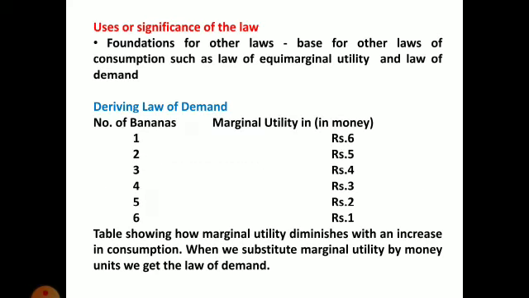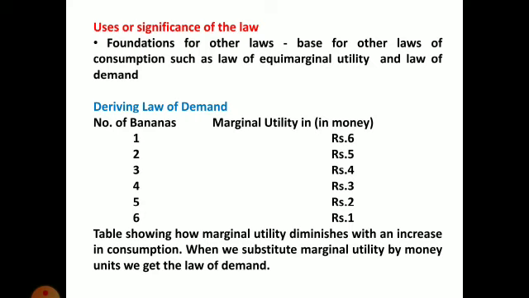Now, what are the uses or significance of this law? It is the assumptions of the law which is criticized and not its essence. In fact, the law has got great economic significance. So let's look into some of the important uses of the law.